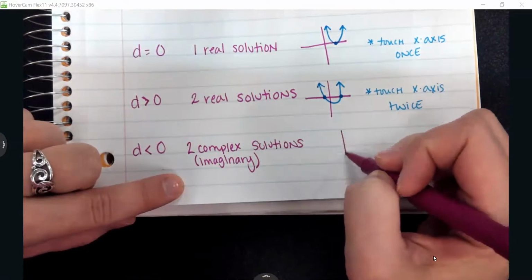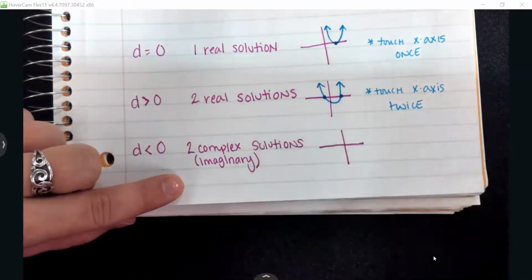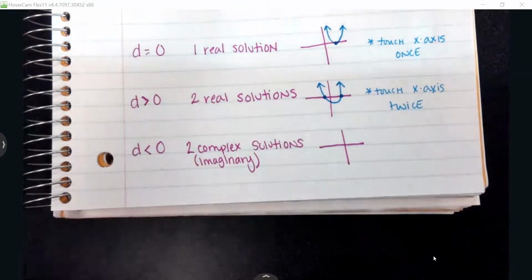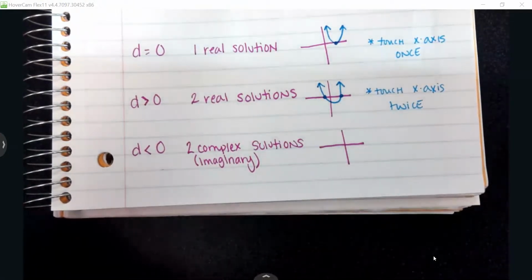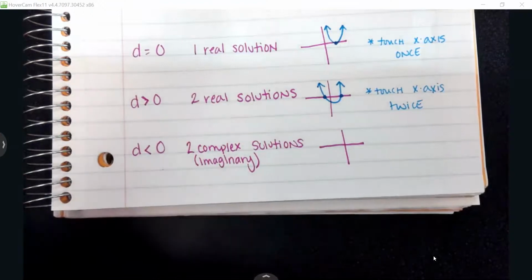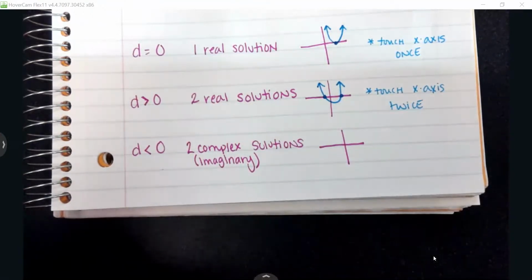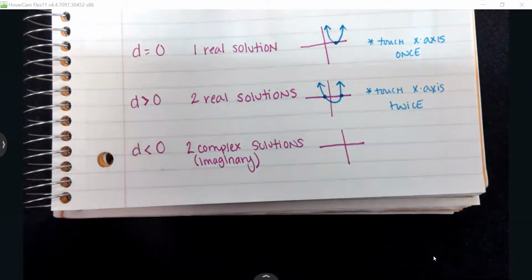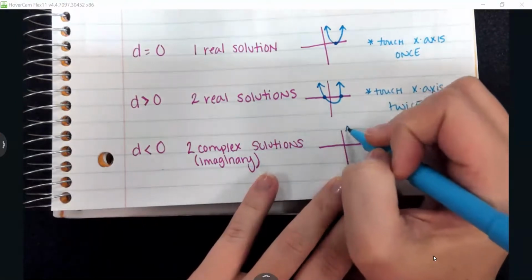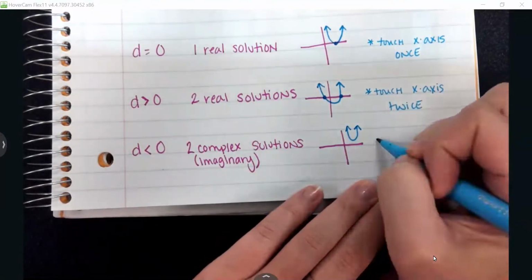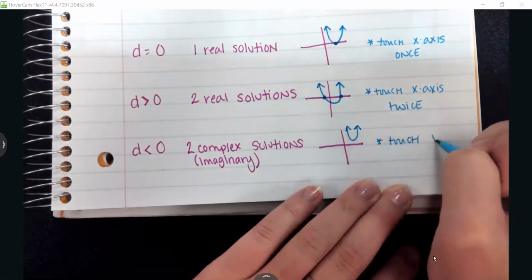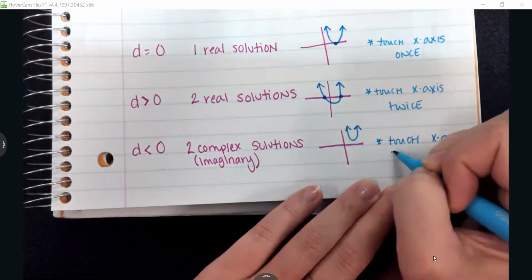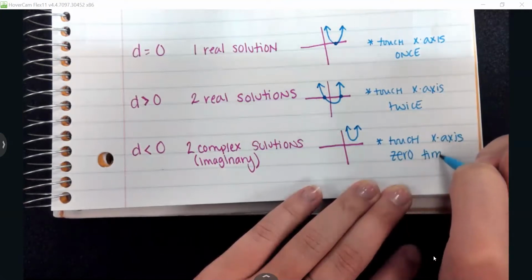Think about what the word imaginary means just in general. If I have 2 imaginary x-intercepts, what do you think my graph will look like? How many times will it touch my x-axis if something's imaginary? None. Thank you, Mr. Wheeler. It'll touch it none. It'll just be floating. It will touch the x-axis 0 times. It will not touch.